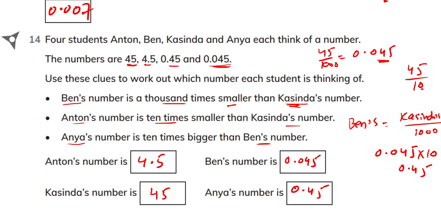I will repeat, no problem. Look here, boys. First clue is that Ben's number is 1,000 times smaller than Cassinda's number.